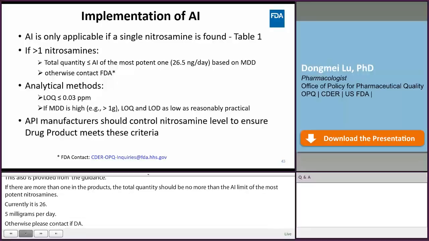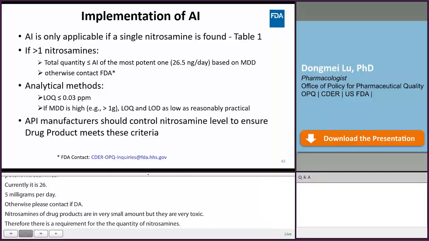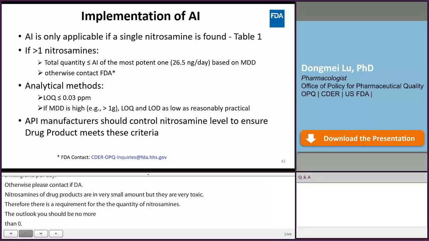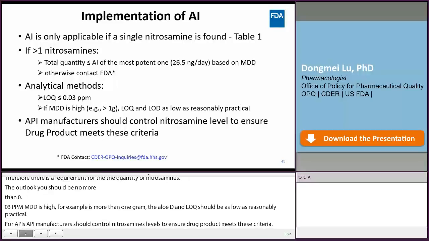Nitrosamines in drug products are in a very small amount, but they are very toxic. Therefore, there is a requirement for the analytical method for nitrosamines. The limit of quantitation, LOQ, should be no more than 0.03 ppm. If MDD, the maximum daily dose, is high, for example, more than 1 gram, the LOD and LOQ should be as low as reasonably practical. For APIs, the API manufacturers should control the nitrosamine level to ensure drug products meet this criteria. Please note that the maximum daily dose is likely different for different drug products even using the same API. Therefore, the ppm level in these drug products may vary.